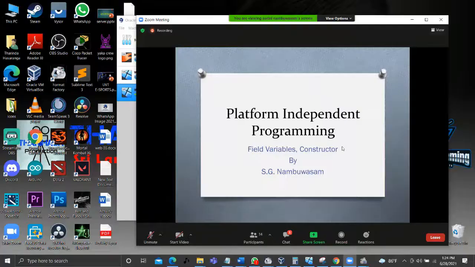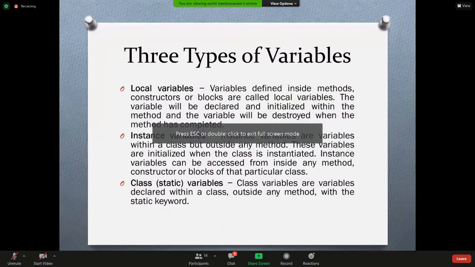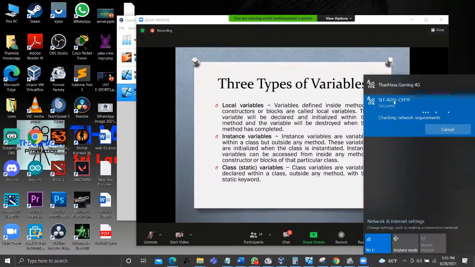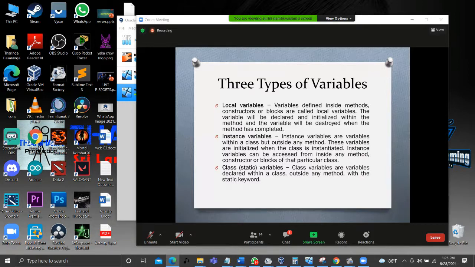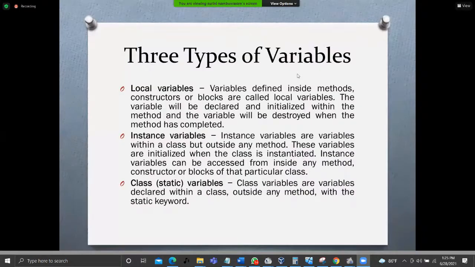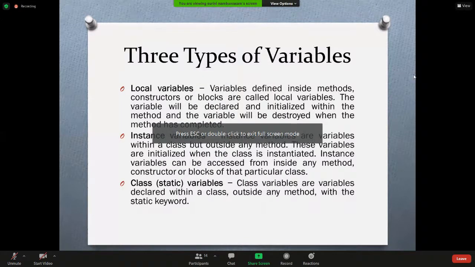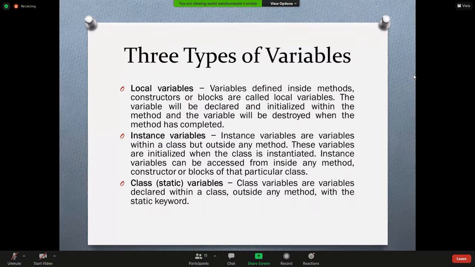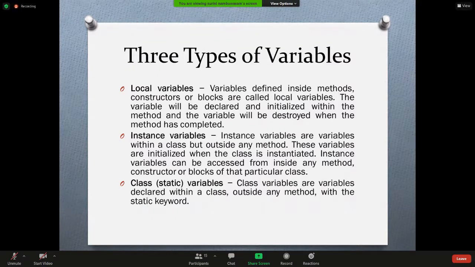All the programs which we have written are for platform independent programming. In Java, there are three types of variables. One is called local variables, then the other one is instance variables. The third category is called class, or static variables. First of all, we'll consider the local variables.